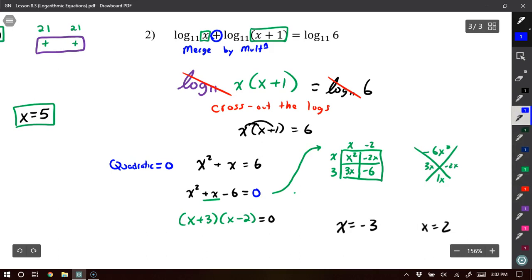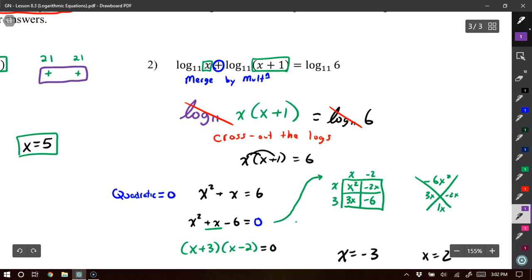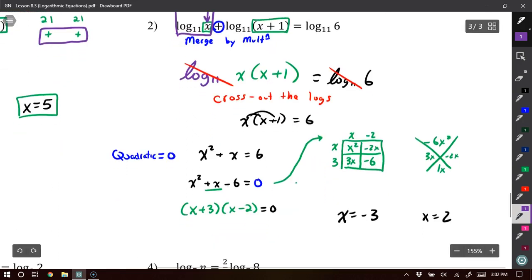So I'm going to plug them in, and I'll use purple up here. I'll plug in negative 3. So I plug in negative 3, I get a negative 3 here. And that's a warning. I can't take the log of a negative number. I can't do log base 11 of negative 3. And so that means this does not work. When you plug it in, you get a negative number, and you cannot take the log of a negative.